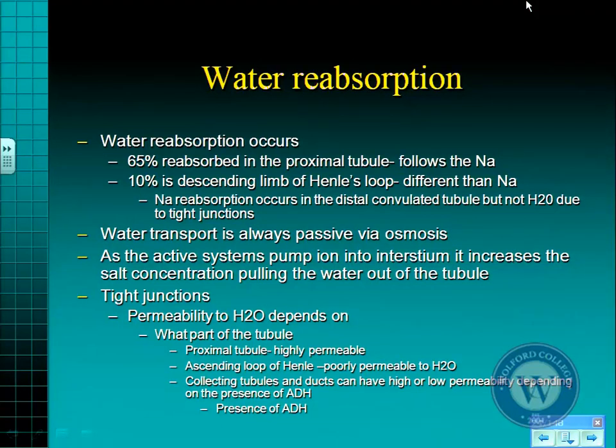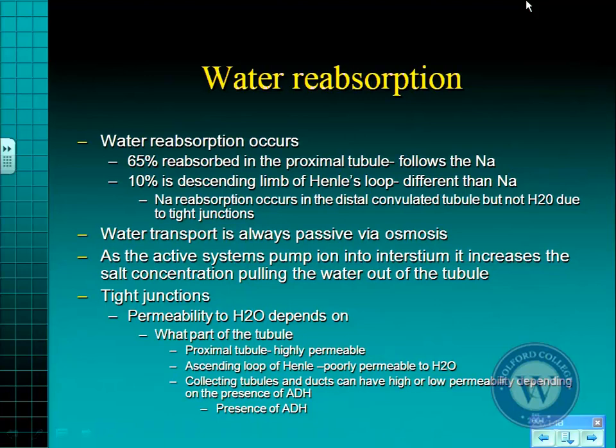We'll talk about how the system gets charged up, and then how water will get pulled out of the tubule and concentrate the urine as you go down the loop of Henle. What's interesting about the loops, about the actual nephron, is that it has a variable tightness to water. Okay?